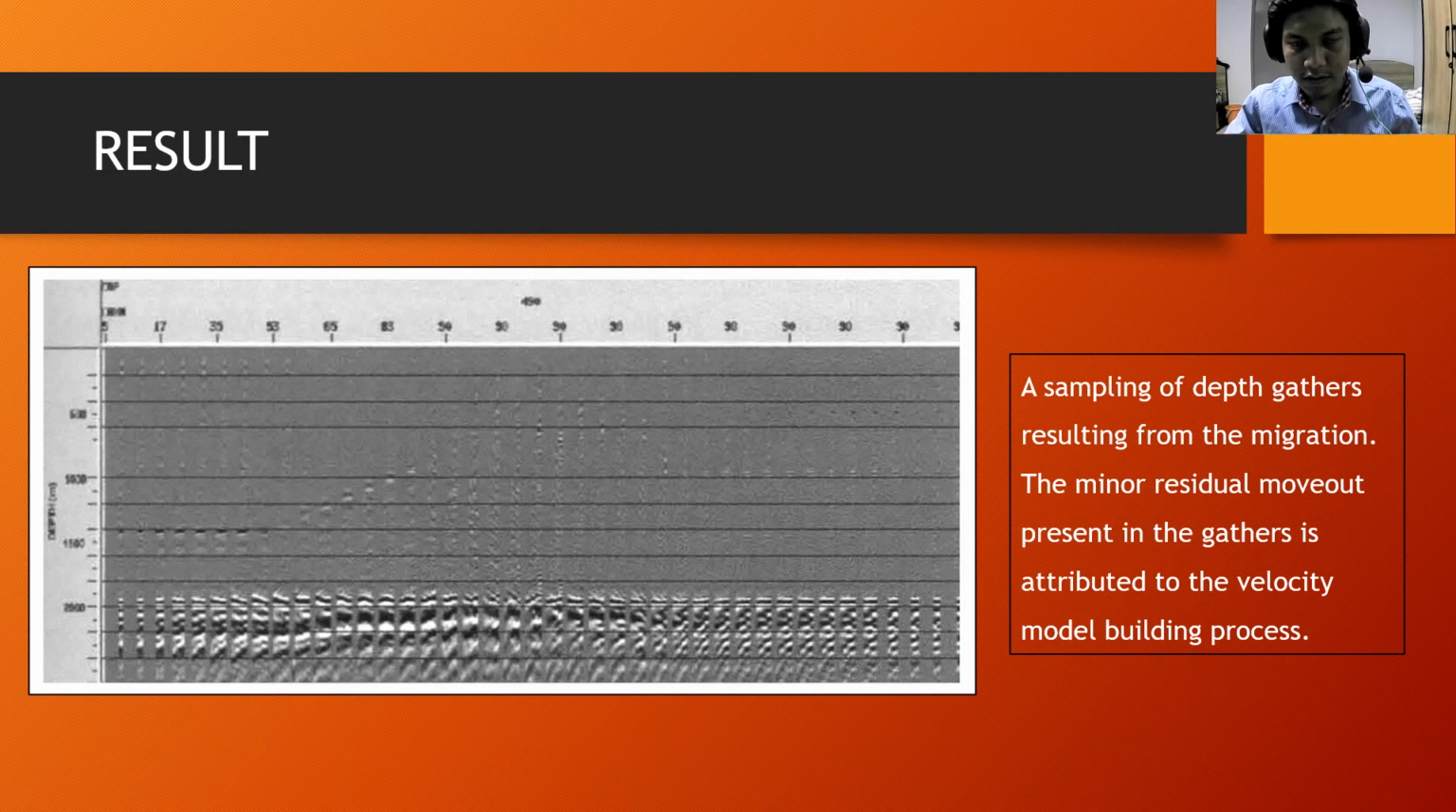So this is the figure of the sampling of depth gather result from the migration on the figure above. It should be noted that the small amount of residual moveout in the depth gather is associated with the precision of the model building process. Therefore, overall, in this study, it has been demonstrated that isotropic pre-stack depth migration is limited in its ability to correctly migrate data from the anisotropic physical model. It is because it leads to the discrepancy between the correct reflected depth and the residual moveout in the image gather.